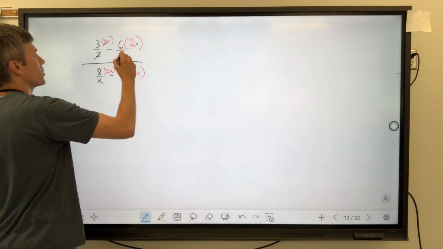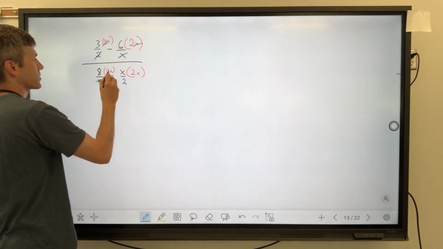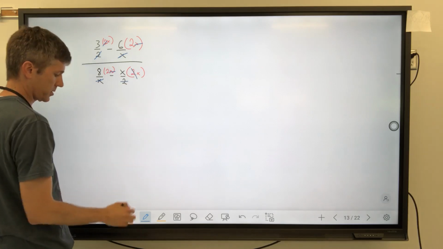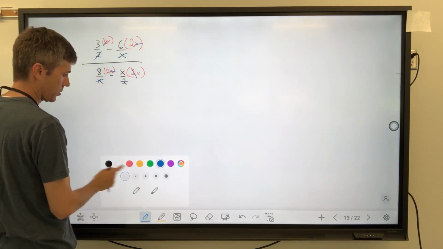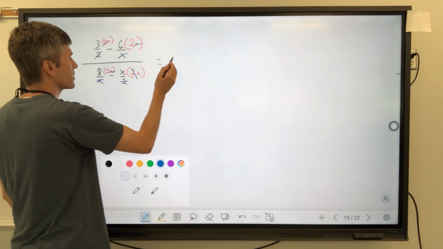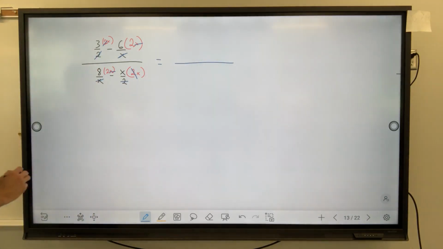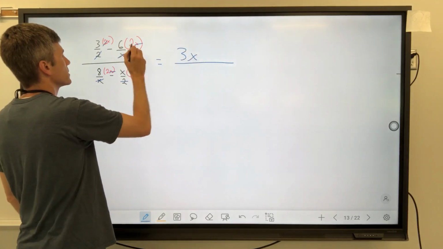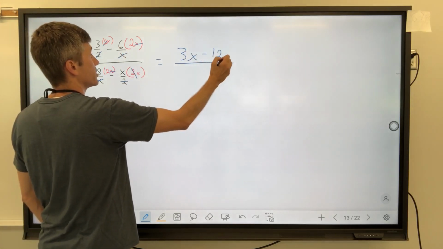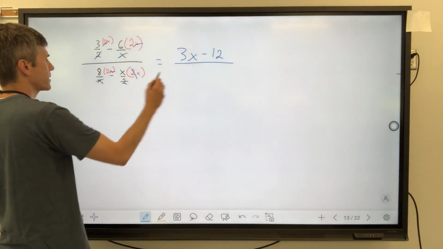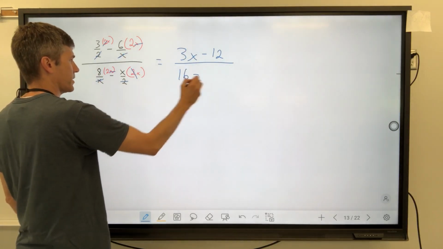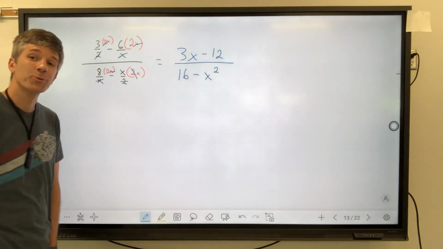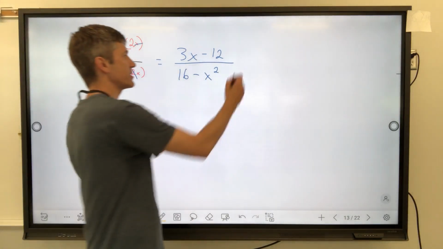2 cancels with 2, x cancels with x cancels with x, 2 cancels with 2. I really hope at this point you're trying these on your own and you are, switch to blue. Wait, I was already writing in blue. And you are doing this as independently as possible. 3 times x, 6 times 2, I see a GCF. 16 minus x squared. Ooh, okay, I saw a GCF and so did you.